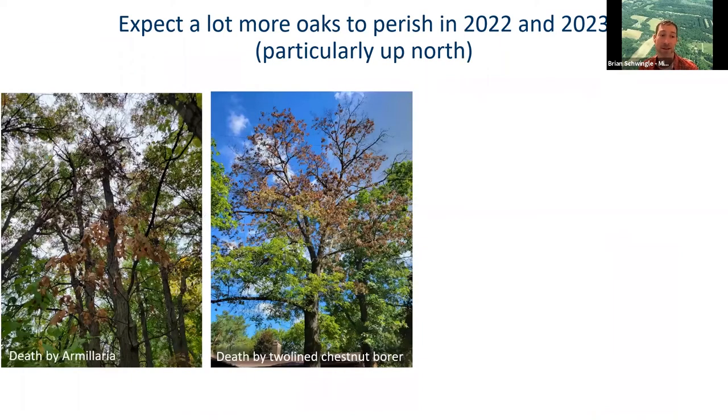I expect a lot of oaks to die in 2022, 2023. The last time I experienced a drought with this was in 2012, extremely dry, late summer, early fall. That happened in 2012, and we saw a big time outbreak of twolined chestnut borer from central to northwestern Minnesota that occurred from 2014-ish through 2017, I'd say.